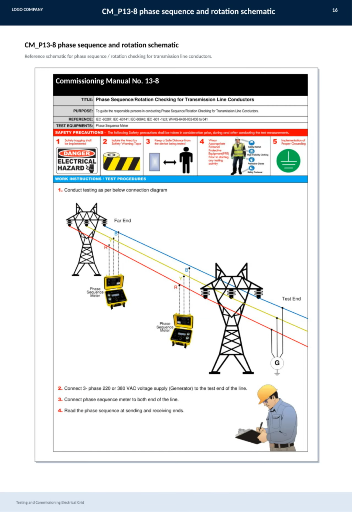compliance. Here we have the CM_P13-8 phase sequence and rotation schematic, which is a crucial reference for testing and commissioning electrical grids. This schematic helps us verify the correct phase sequence and rotation of transmission line conductors, ensuring the system operates safely and efficiently. Proper phase sequence checking is fundamental during commissioning to prevent equipment damage and maintain system stability. This schematic is detailed in Commissioning Manual number 13-8, serving as a vital guide throughout the process.